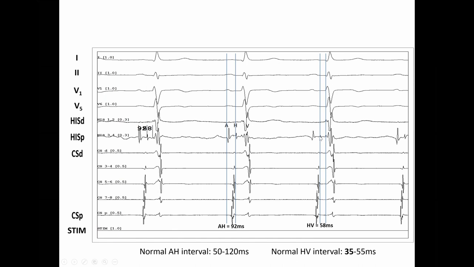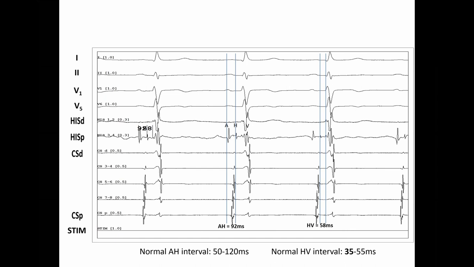This, if any number you're going to remember, is the HV interval, and it should be more than 35 milliseconds. If it's short, it would be suggestive that you could have a patient with pre-excitation. And that'll be a common question you might get if you go to the EP lab.